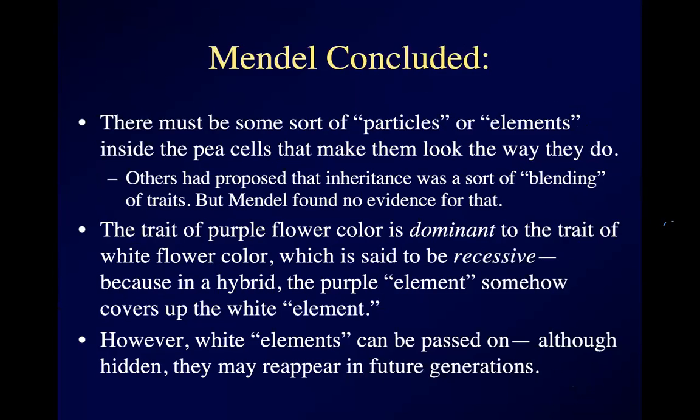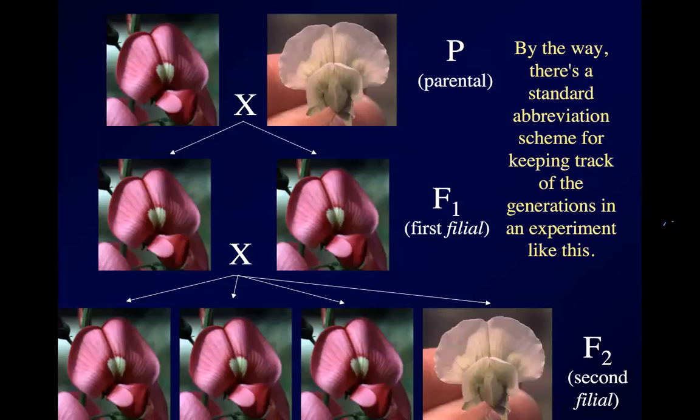Okay, so what does this all mean? That purple flower color pops up the way that it does, and that the white flower color is present in the P generation, seems to hide in F1, but pops back up again in F2. Mendel's reasoning went like this. Hang on, we've still got just a couple minutes.